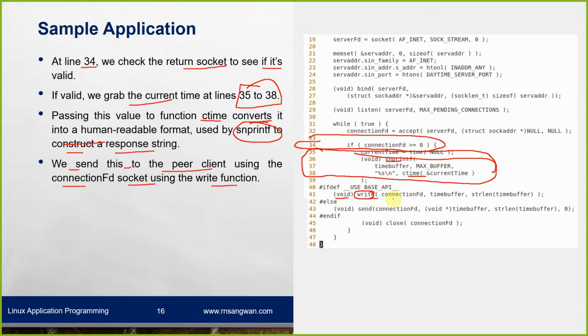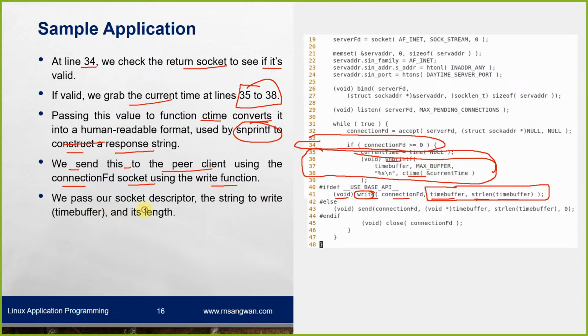We are calling write on the connection FD, the time buffer, and the string length of the time buffer. So we are writing the entire buffer. We are throwing that content of the time buffer into the incoming connection by using the write function call. So whatever functions I discussed in the figure are demonstrated in this complete walkthrough of a simple example.